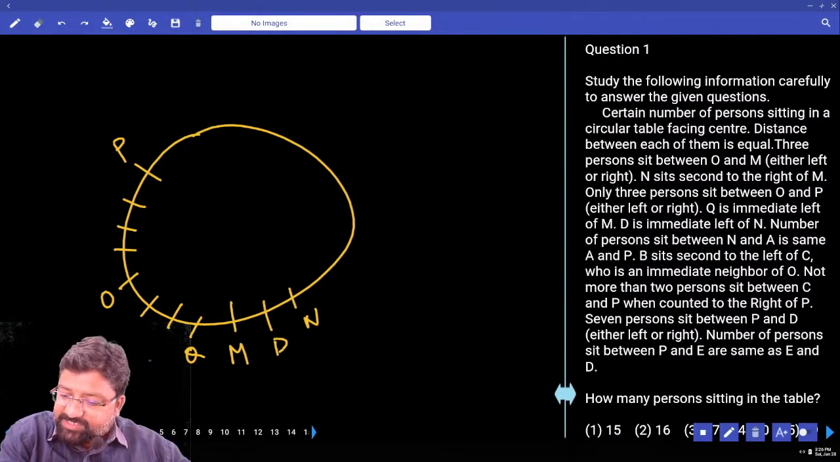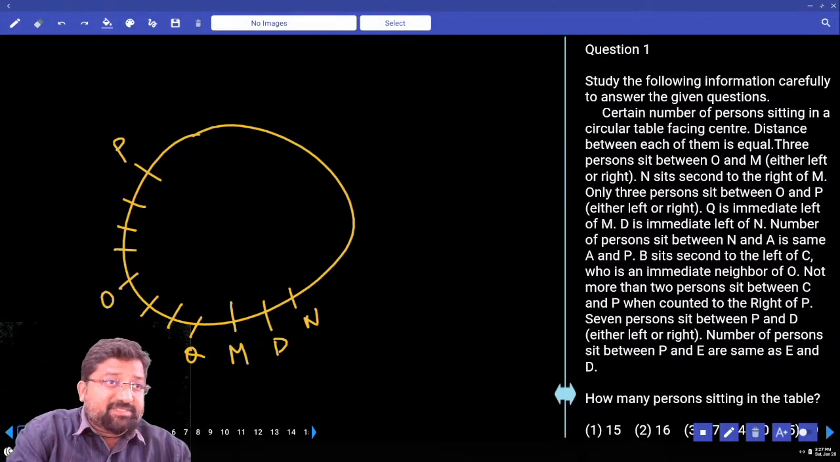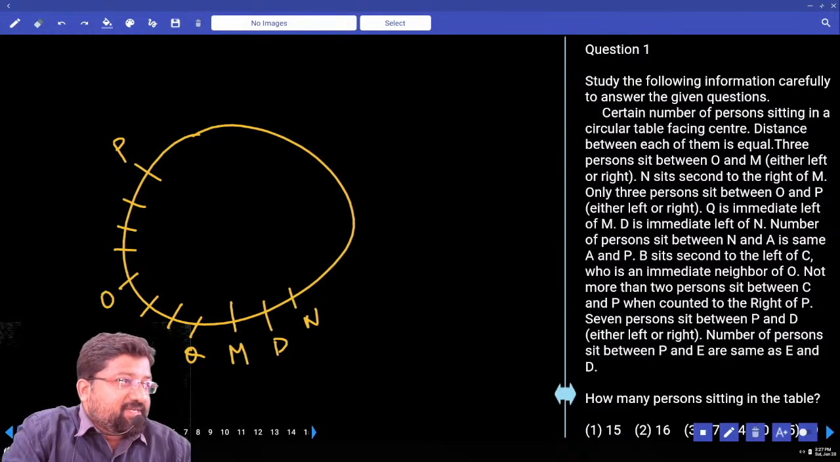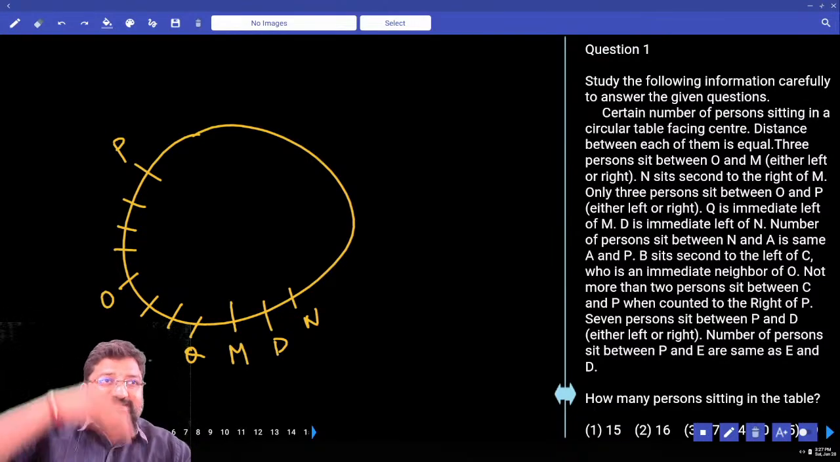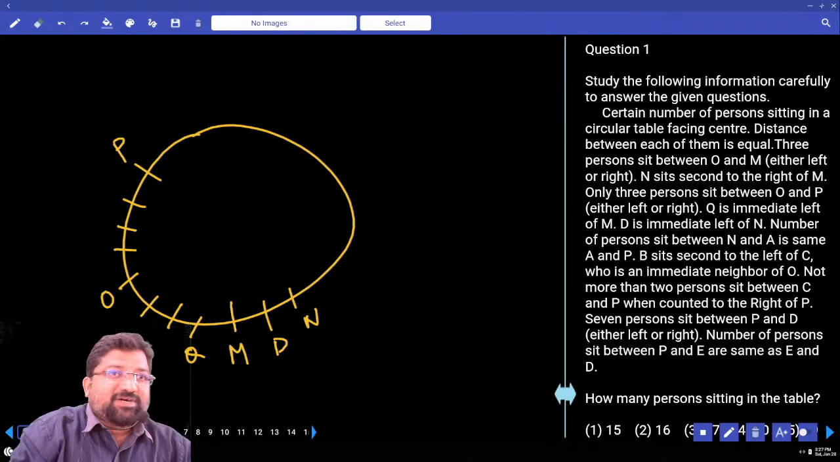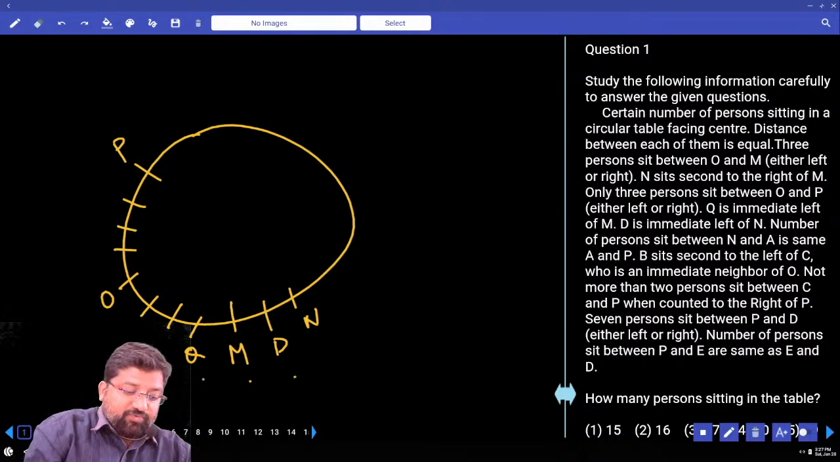The number of persons sitting between N and A is the same as between N and P. So A is exactly in between N and P, and this A can be to the left side or right side of it. When I say exact center, the number of people between N and P should be odd. Let me count how many persons I get in between N and P here: 1, 2, 3, 4, 5, 6, 7, 8, 9.